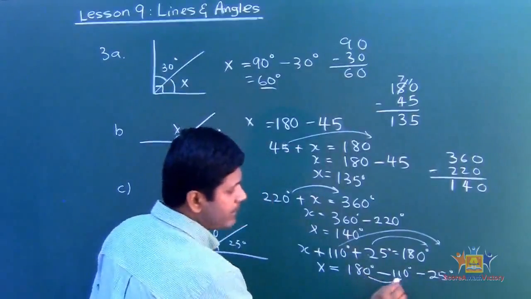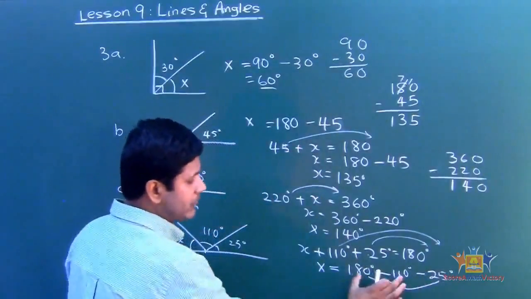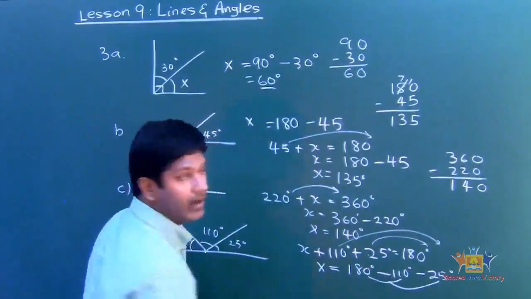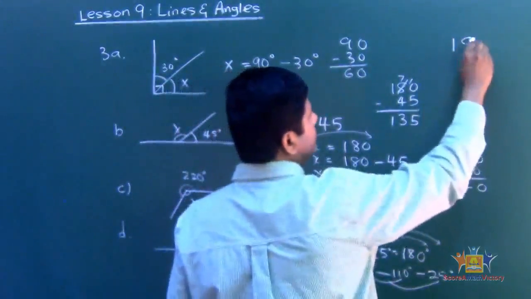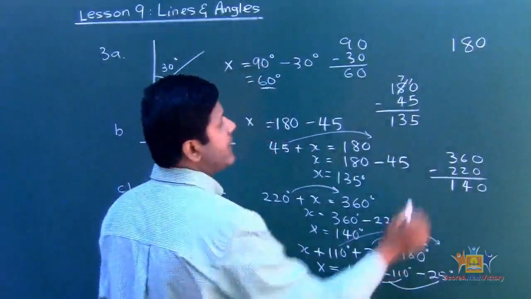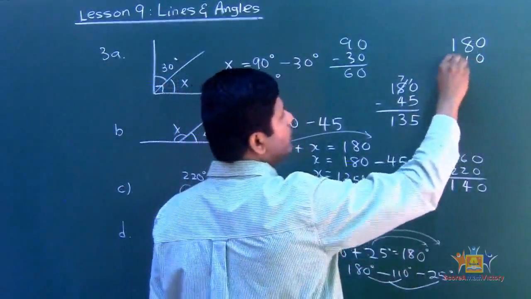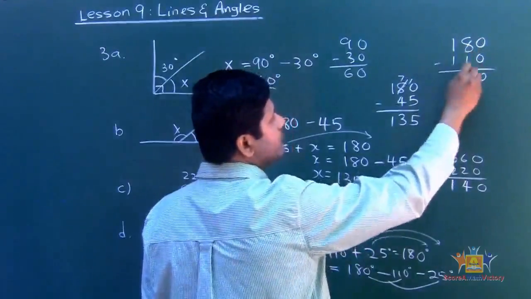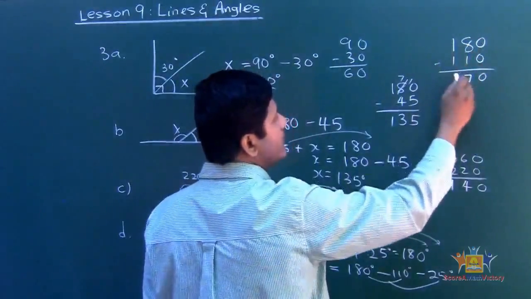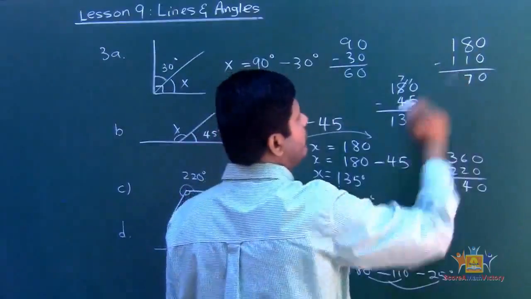Then I use the pairing method to solve it. I subtract this first, and the balance I'm going to subtract with that. So let's do that. We take 180, and I'm going to minus that with 110. Line it up, very important. 0 minus 0 is 0, 8 minus 1 is 7, 1 minus 1 is 0. So you don't have to write that one.